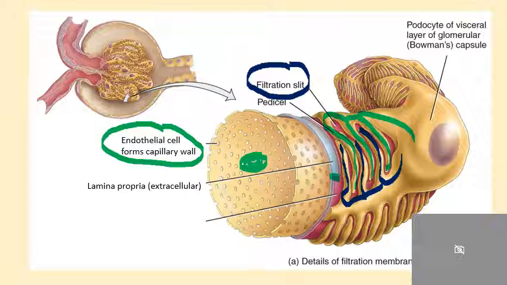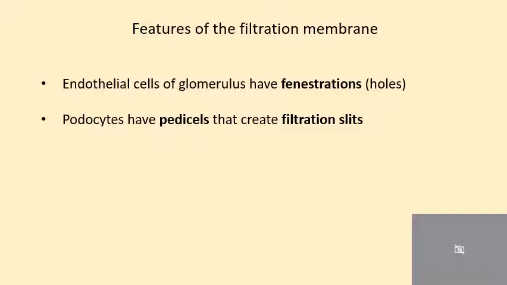So water can cross the filtration membrane, small solutes like glucose, ions, amino acids, anything that's smaller than a medium-sized protein can pass from the blood into the filtrate. The endothelial cells that make up the wall of the capillary have fenestrations, those are the holes. And then the podocytes that wrap around the exterior of the capillaries have pedicels that interleave or interdigitate to create filtration slits.